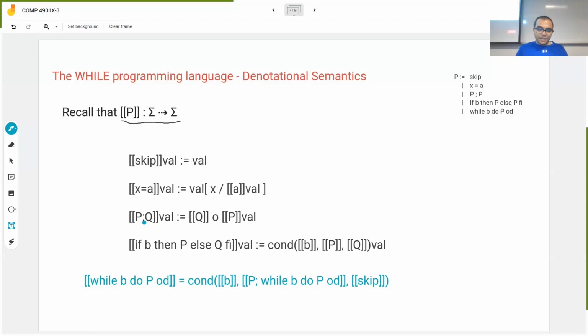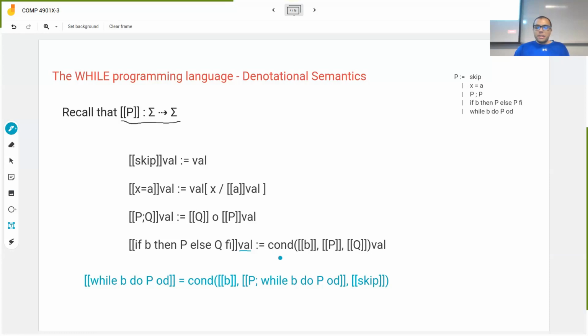Okay, next. What happens if I have an if? So let's say my program is this. If B, then P, otherwise Q, and that's it. And I'm starting at this initial state. Okay, so this is again where I go back to that definition that I had for the conditional.